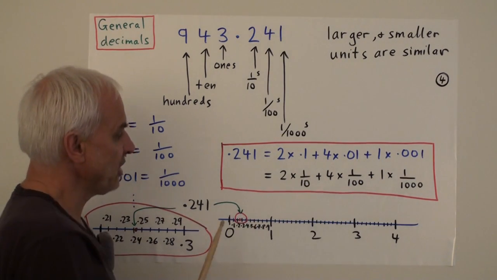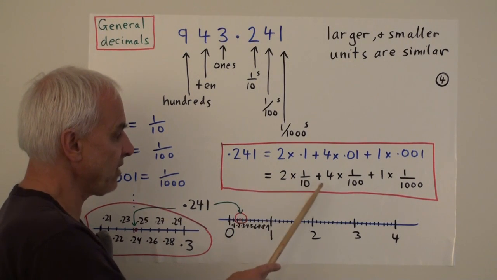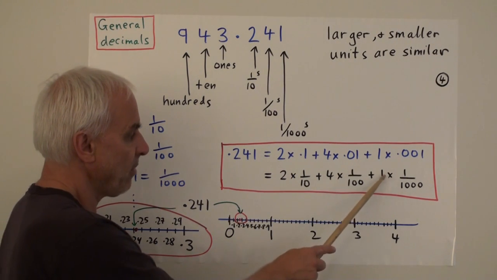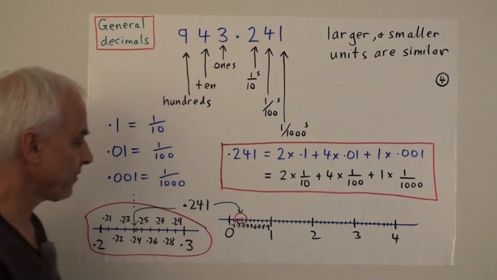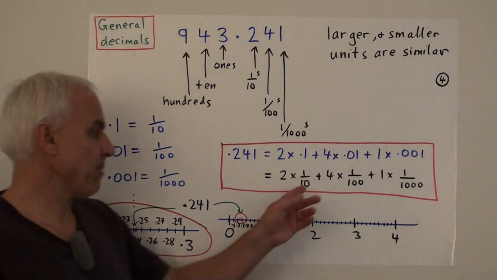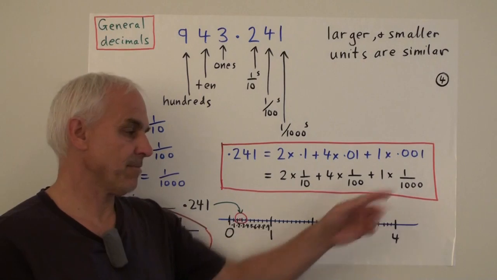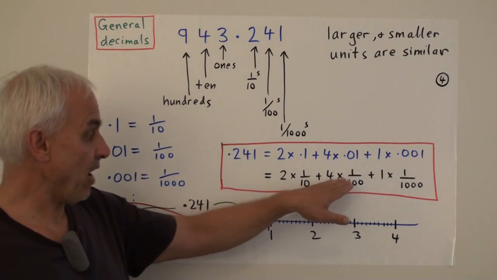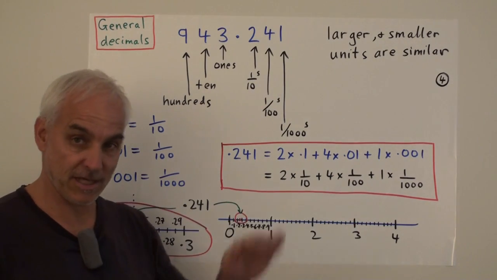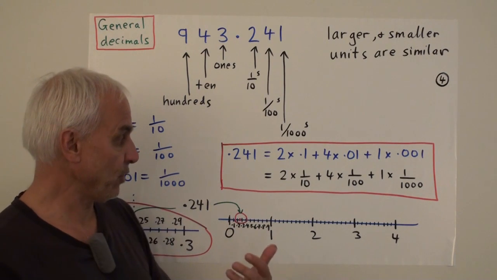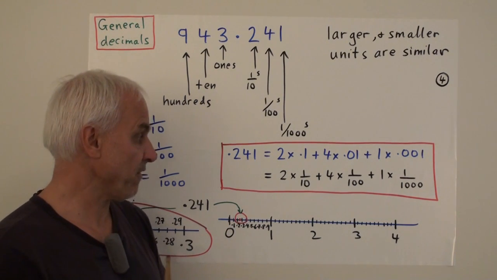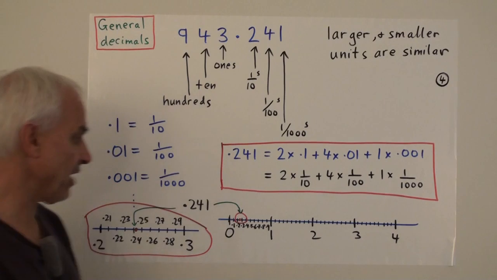In terms of fractions, this is 2 times 1/10th plus 4 times 1/100th plus 1 times 1/1000th. And notice that when we're using bigger fractions, I will often write a horizontal bar instead of a slanted bar because it looks nicer and it's more efficient. But you should think of it as being the same thing.